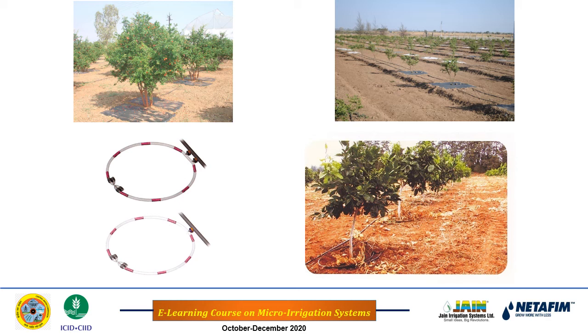Here I have shown this pomegranate plantation, of course with mulch. You see there is only one lateral row per tree row, whereas on the right hand side there are two lateral rows per row of the tree. Then we can have a ring around the tree as well, like this. This is the picture of the ring, and this is the actual installation. On this ring we can install the laterals, drippers.